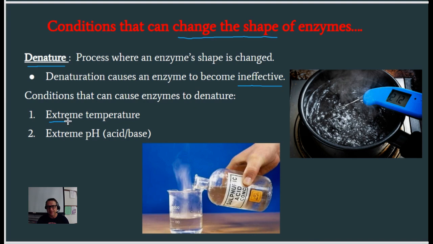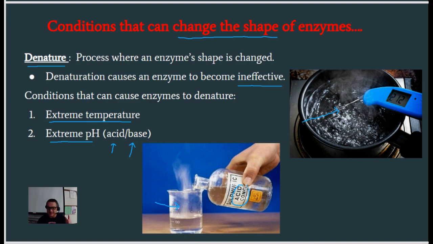Number one, extreme temperature. You can see over here, you've got some boiling water. Most enzymes do not like extreme high temperatures. Another thing is called extreme pH, and that is a measure of how acidic, if it's an acid, or how alkaline or basic a solution is. Some enzymes do like it to be acidic, like enzymes in your stomach, because there's a lot of acid in your stomach.